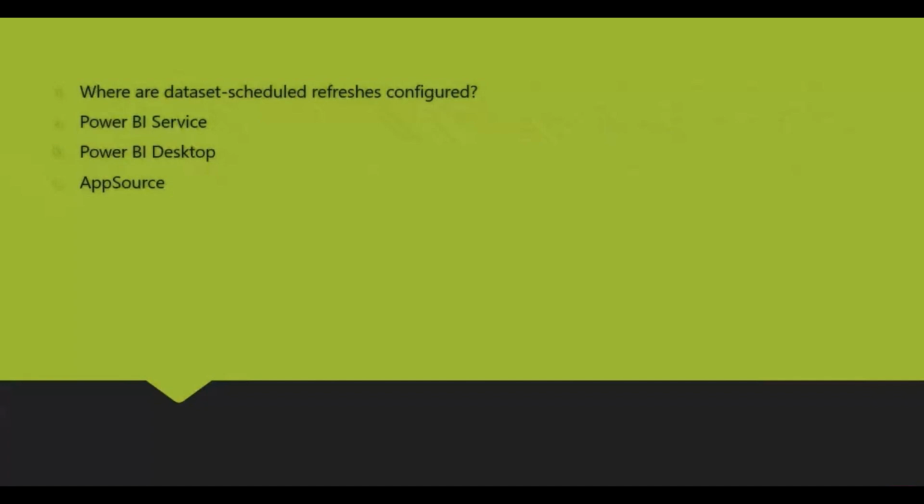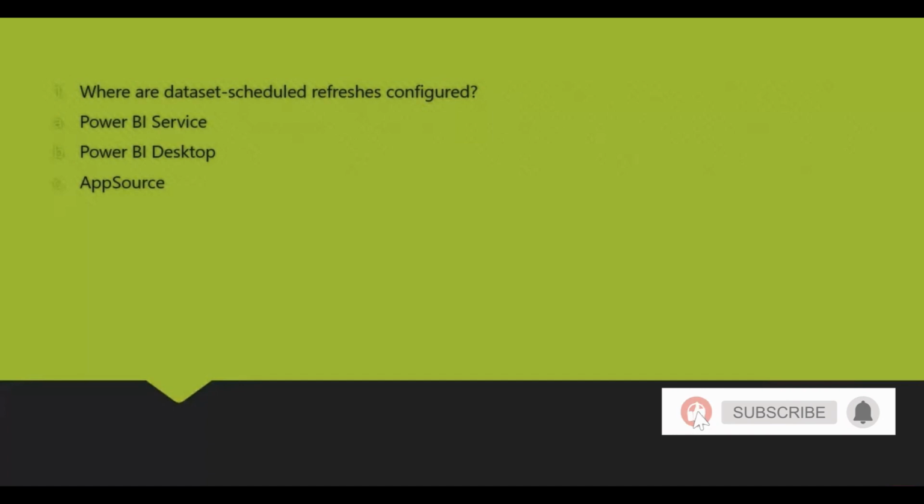Where is the data set schedule refresh configured? Where do we configure them? In Power BI service, in Power BI Desktop, or in the app source? Take your time and answer this question. I hope you have answered this question, and definitely it will not be an app source. It will not be Power BI Desktop. It will definitely be configured in Power BI service on the cloud. Great. Let's move to the next question.